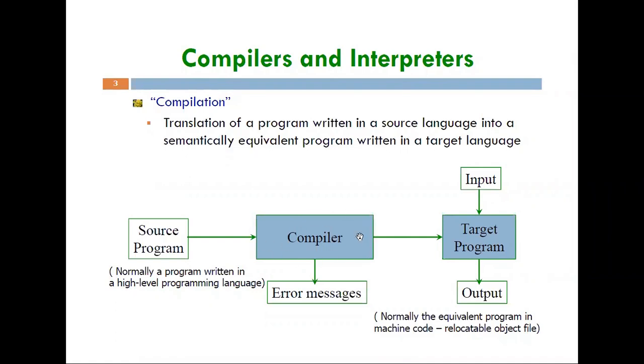During that compilation, if any errors occur, then it records the error messages. Then those error messages are handled by using the concept of error handling, various error recovery strategies. Then while producing the target program, what the target program contains, what is its input, and what is its output. The output is normally the equivalent program in machine code, consisting of relocatable object files. So this is the model of a compiler with all dependent components.